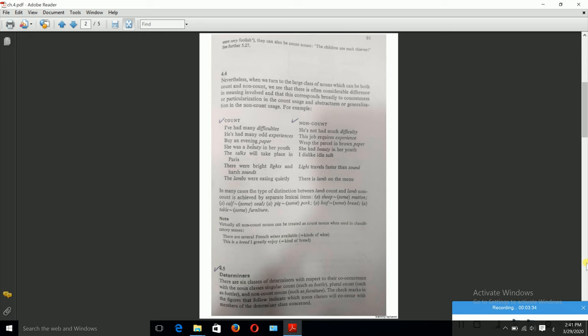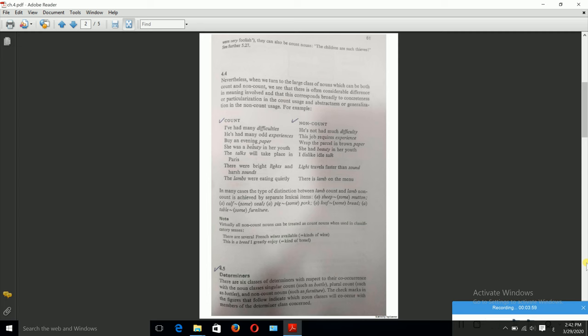4.4. Nevertheless, when we turn to the large class of nouns which can be both count and non-count, we see that there is often considerable difference in meaning involved, and that this corresponds broadly to concreteness or particularization in the count usage and abstractness or generalization in the non-count usage.